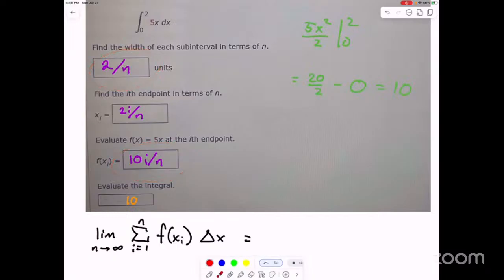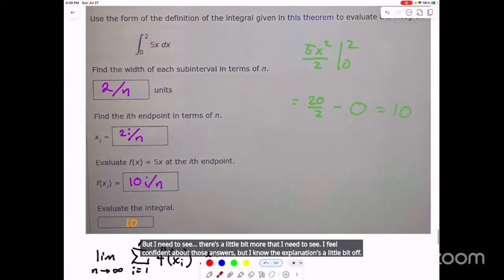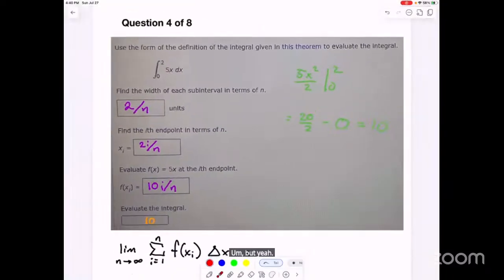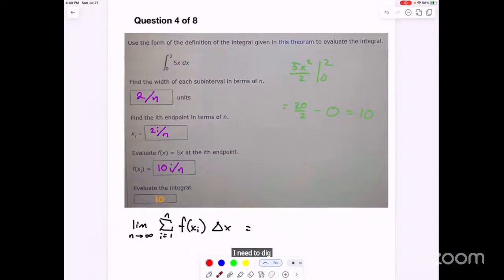But I need to see, there's a little bit more that I need to see. I feel confident about those answers, but I know the explanation is a little bit off. But yeah, there is a little bit more there. I need to dig. Let me look in the book. I'm going to go with this for now. Maybe at the start of question 5, I'll come back and try to clean this one up some.